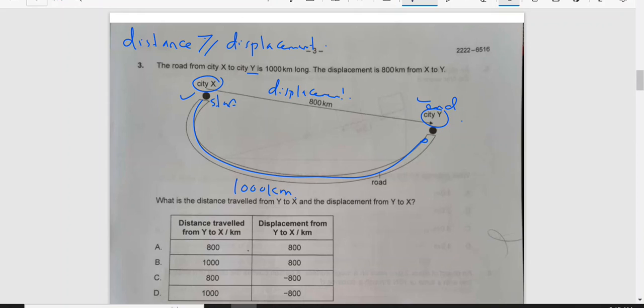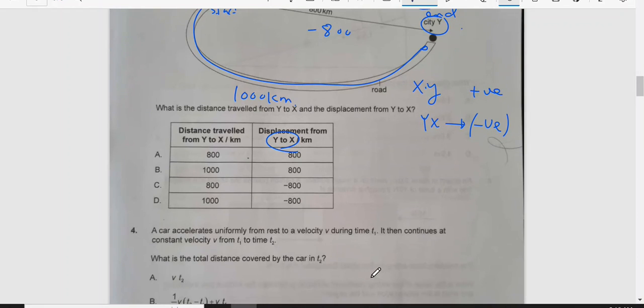Now, since it's a vector quantity, if I go from X till Y, it will be positive. If I go from Y till X, it will be in the opposite direction, so it will be negative. So displacement will be negative 800 if I go from Y till X. So the correct answer will be negative 800, while the distance is 1,000. So the correct answer will be D.